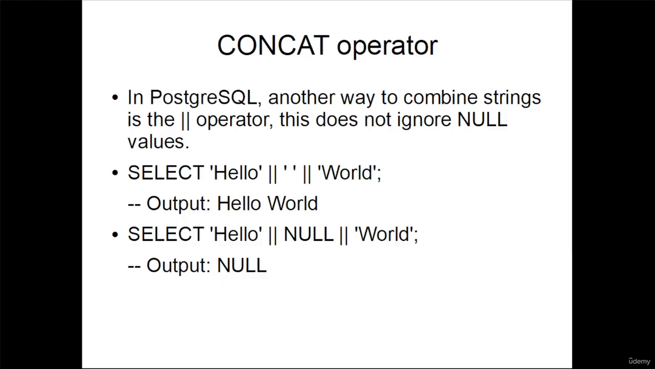Back to concat. Select 'hello' || ' ' || 'world'. There is a space between the two quotes in the middle. The output is hello world, the two words separated by a space. Select 'hello' || null || 'world'. The output is null.